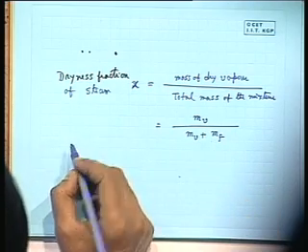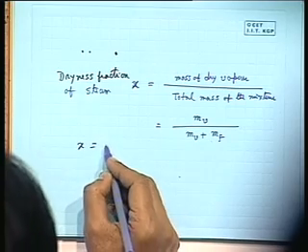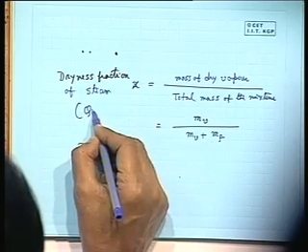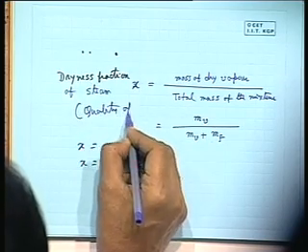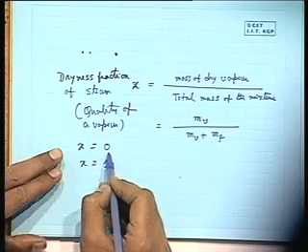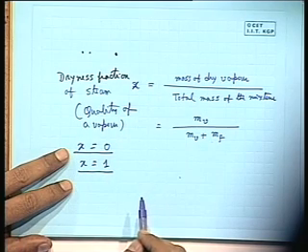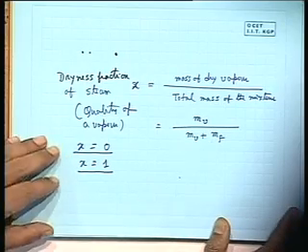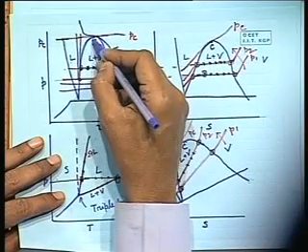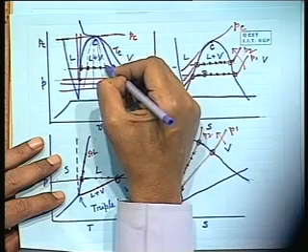That means at the saturated liquid state, what is the value of x? At the saturated liquid state, the value of x is 0. At the saturated vapor state, the value of x is 1. This is sometimes known as the quality of a vapor or quality of steam. So x equal to 0 is the saturated liquid line, and x equal to 1 is the saturated vapor line. Is it clear?